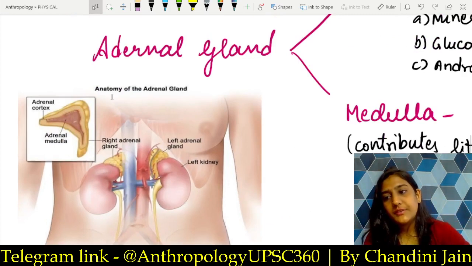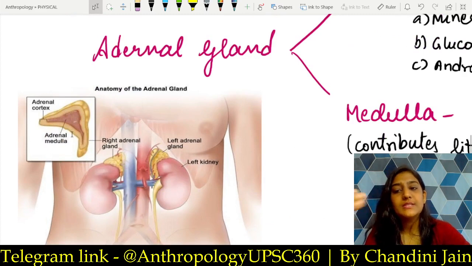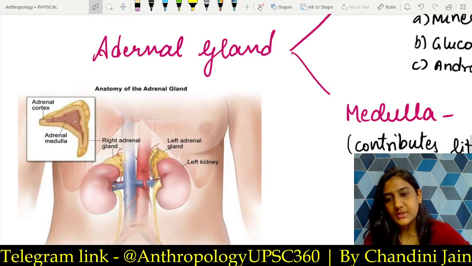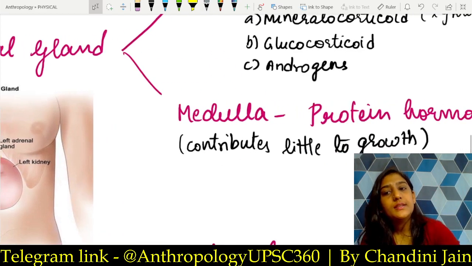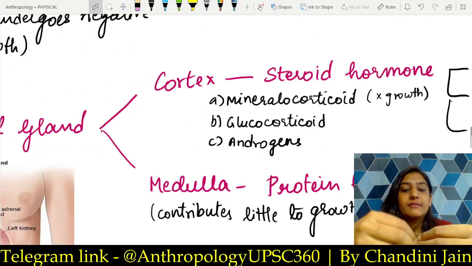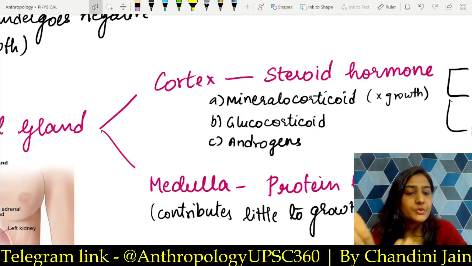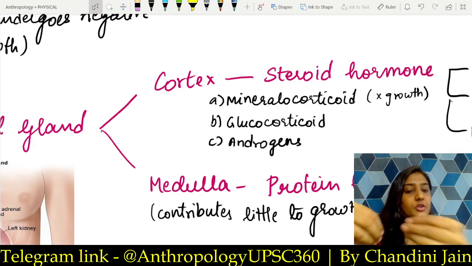Okay, over here also we find a cortex and a medulla. Medulla, how will you remember? Something that is in the middle, that is your medulla. And the cortex is outside. Now these two individual portions produce different hormones. Medulla produces protein hormones. It has no role to play in the growth aspect.